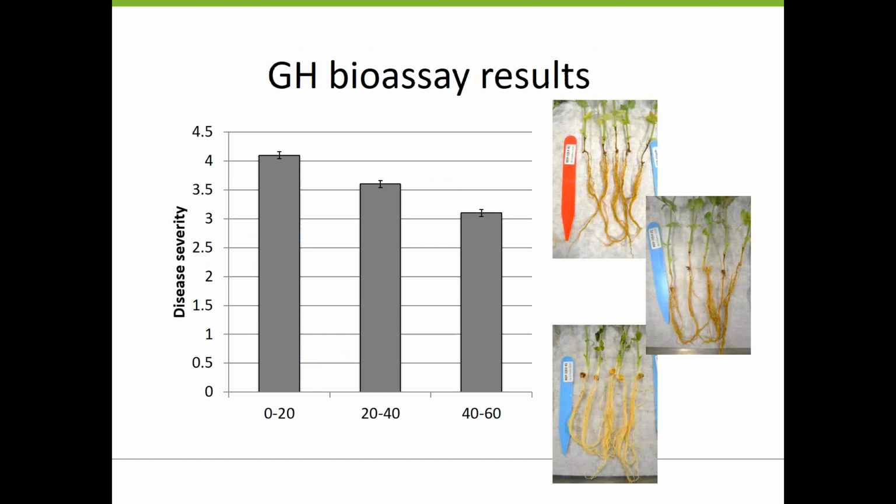So what we see from our greenhouse bioassay results, and this is looking at the 3 different depths, 0 to 20, 20 to 40, and 40 to 60, is that we definitely have the highest level of Aphanomyces inoculum in that top 20 centimeters, and that it goes down from there, but there still is Aphanomyces inoculum in that lower level. And then these pictures here just show the difference that we saw in disease severity, very high disease severity at that top level, and then it gets better as you move down the vertical soil profile.